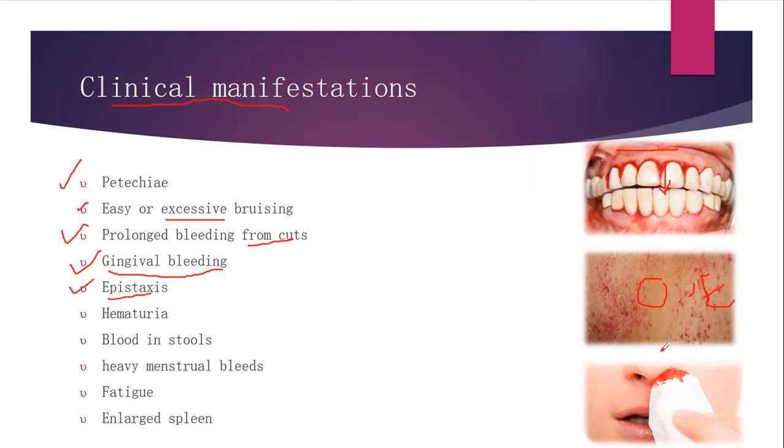There is epistaxis. This is a lady suffering from thrombocytopenia, and there is severe bleeding from the nose. There is epistaxis, and then hematuria, even blood in the urine and blood in the stools, or even heavy menstrual bleeding, that is menorrhagia, or some other condition with abnormal bleeding in the menstrual cycle. And then fatigue, and then an enlarged spleen, of course. So splenomegaly will occur because a lot of platelets will be trapped inside the spleen, and that contributes toward thrombocytopenia. So these are all the different clinical manifestations of thrombocytopenia.